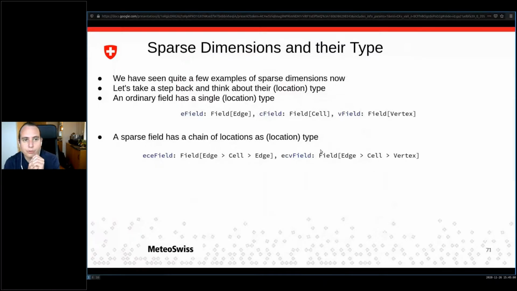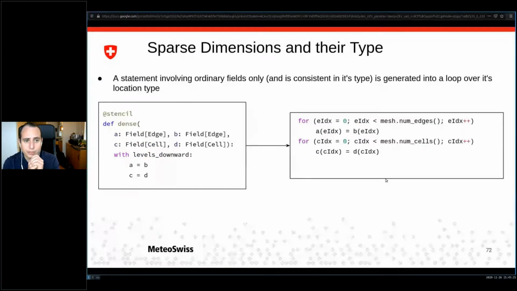All right, so we have talked quite a bit about sparse dimensions now. What we didn't really touch upon, at least not formally, is their types. So you have seen that they have this neighbor chain in their type, as opposed to the ordinary fields, which just state a single location. And now we're going to have a look at what this actually implies. So here we are taking one step back, and we see that we have two assignments. One's assigning a cell field to a cell field, and one's assigning an edge field to an edge field.